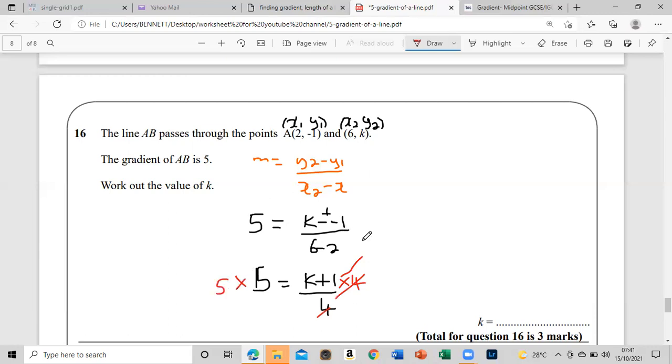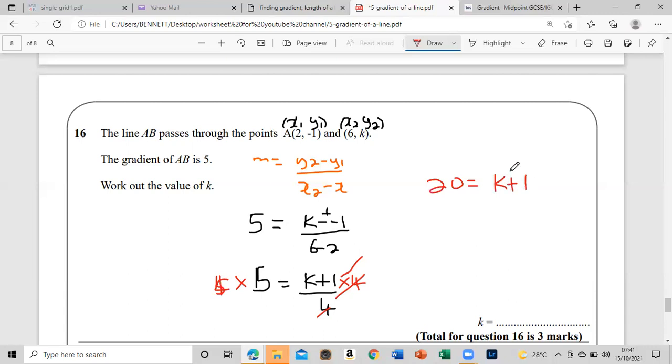So let us rewrite it. We're left with 4 times 5 and k plus 1. What is 4 times 5? That is 20. And this is k plus 1.